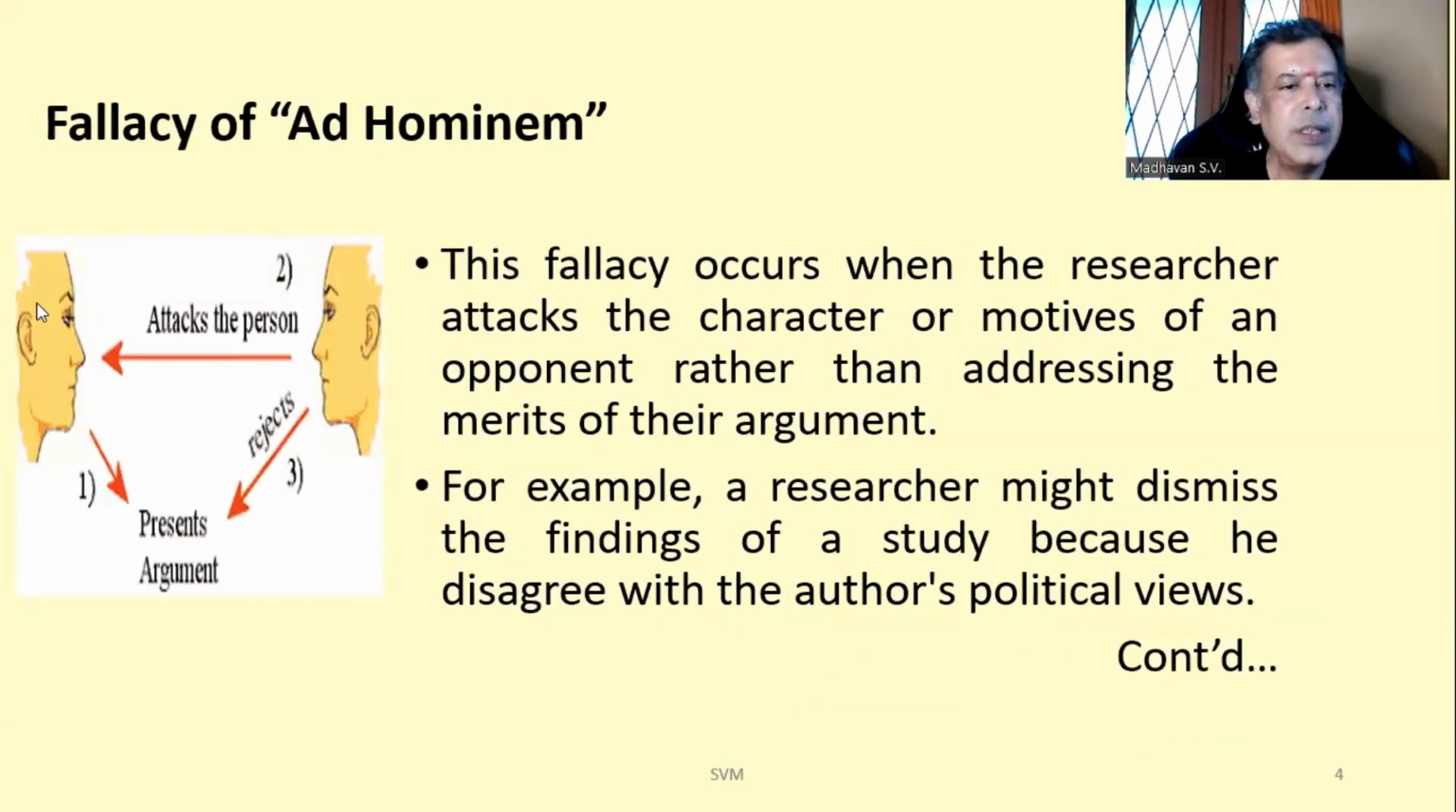Let us move on to the next fallacy, which is the fallacy of ad hominem. Let us see this picture. This person presents a particular argument. Immediately on listening to the argument, this person starts attacking him as a person. That means indirectly he is rejecting the argument, straight away attacking him as a person. This fallacy occurs when the researcher attacks the character or motives of an opponent rather than addressing the merits of their argument. For example, a researcher might dismiss the findings of a study because he disagrees with the author's political views. Means his personal opinions dominated, to completely dismiss the findings of the study without going into the depth of the particular study.